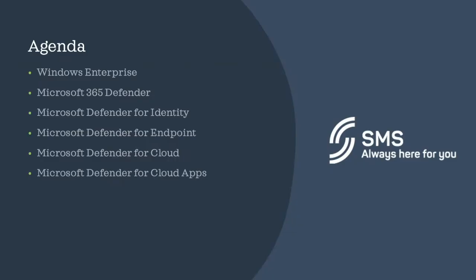So on today's agenda, this is what we're going to be discussing. We're going to be discussing Windows Enterprise, and then we're going to move on to Microsoft 365 Defender, then Defender for Identity, Endpoint, Cloud, and Cloud Apps. These are just some of the services that you can get with Microsoft 365 Enterprise, and you may find them useful within your organization, or you may want to delve into them a bit more to get more information regarding them. We're going to do a brief overview now of what each one of these are.